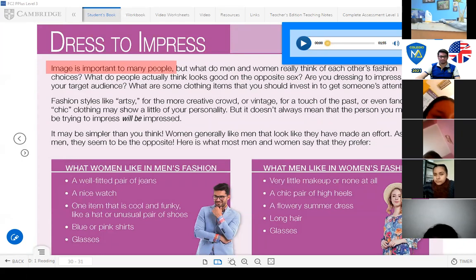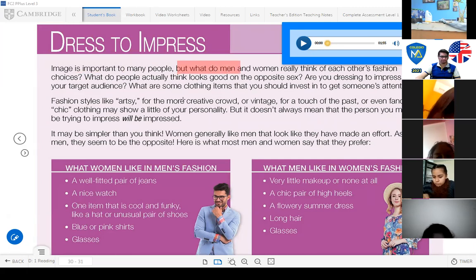Image is important to many people. But what do men and women really think of each other's fashion choices?